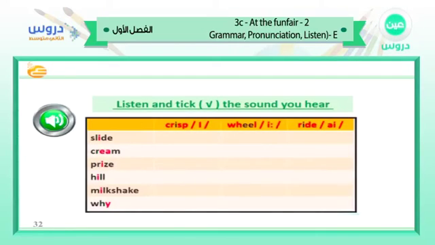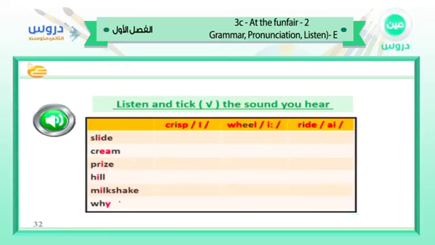Crisp, crisp, wheel, yield, rye, I. Don't forget, please pick up your pen and pick your sound. Part B: listen and tick the sound you hear. Crisp, wheel, ride, slide, cream, prize, hill, milkshake, why. I'll read it again: slide, cream, prize, hill, milkshake, and why.